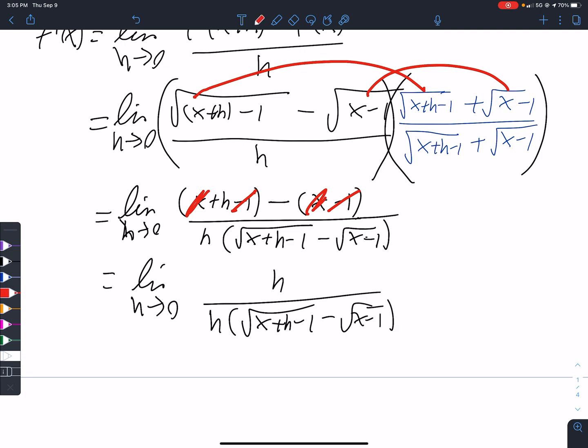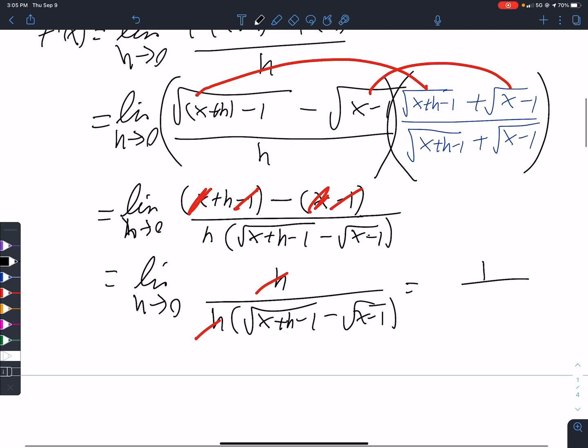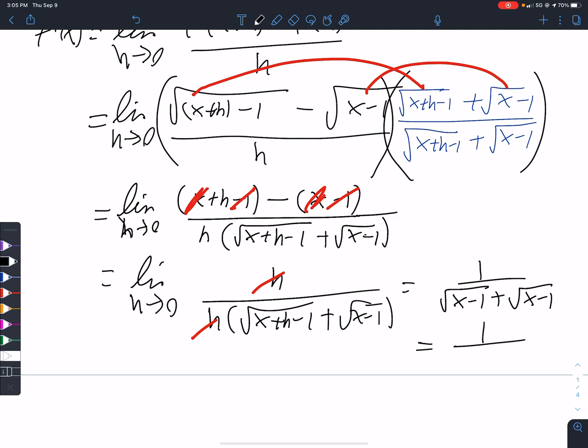But beautifully, these h's cancel. And so for this limit, all I do is plug in 0 for h. And that will get me square root of x minus 1 minus square root of x minus 1. Something's not right. It's a plus. Plus, that's a plus. So beautifully, I get 1 over 2 radical x minus 1s.